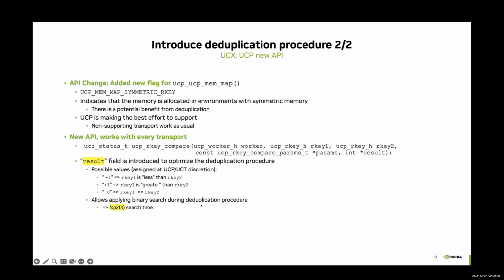Also the hope is that in the environment where this deduplication works, the number of keys will not be equal to the number of PEs. The expectation is that n is actually going to be less than the number of PEs.